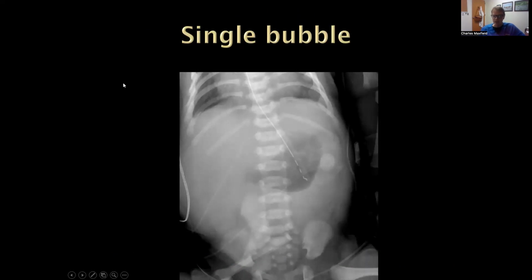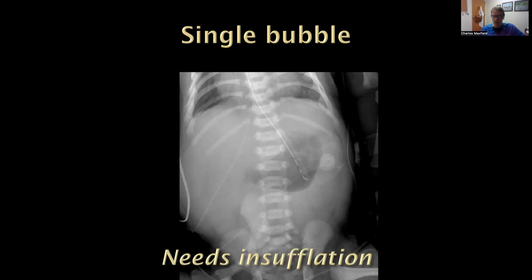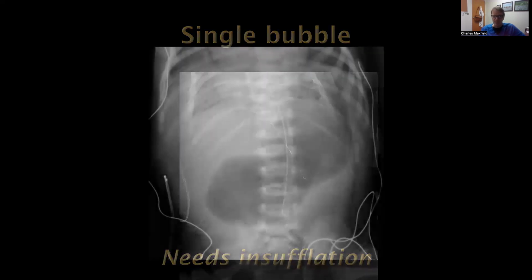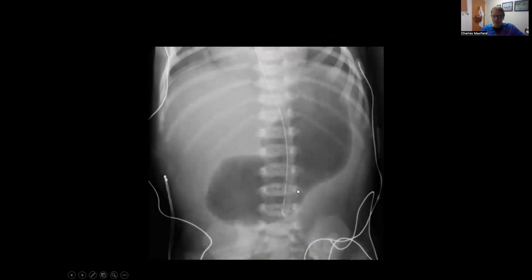And so what do we do with this? Well, the algorithm here calls for us to put a little bit more air in through that tube. Don't need contrast necessarily. Air should do it. So we did that. So here's what happened when we put more air in there. We still have a single bubble, right? The stomach is now much bigger. It didn't push any air beyond the stomach.